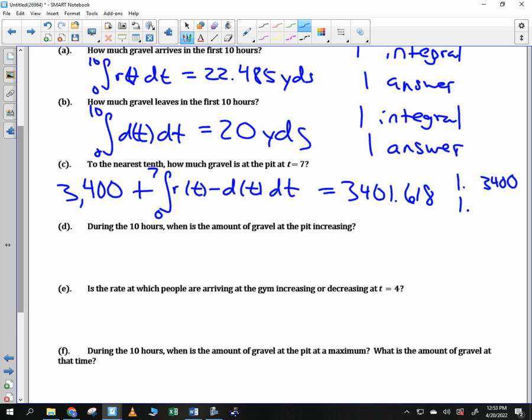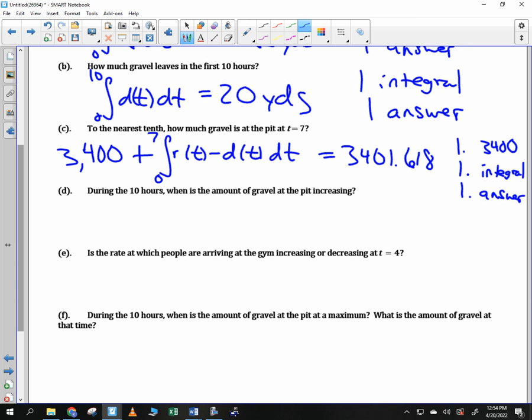You get 1 point for the integral. So if you had r of t minus d of t and you had 0 to 7, that's a point, and you had 1 point for the answer. So figure out how many points you get there. Yeah, to the nearest tenth.